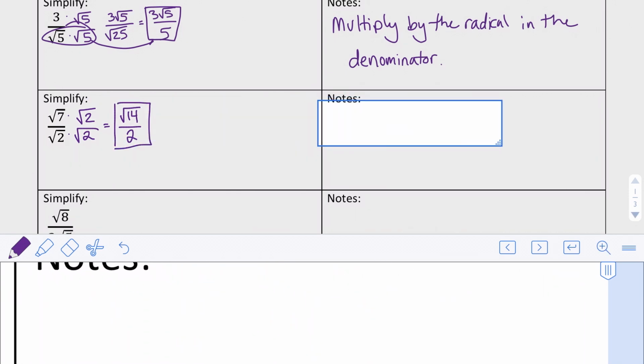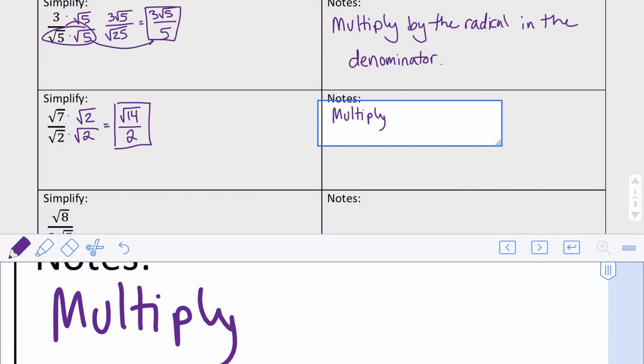So my notes in here are going to be: multiply radicals with radicals.